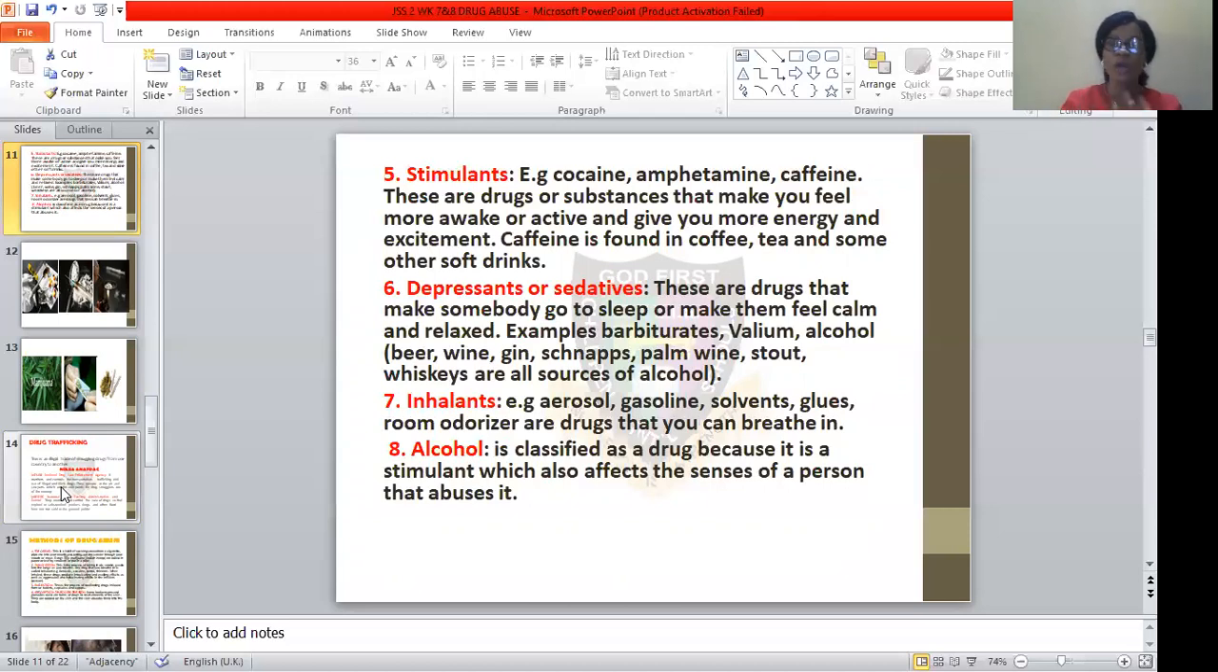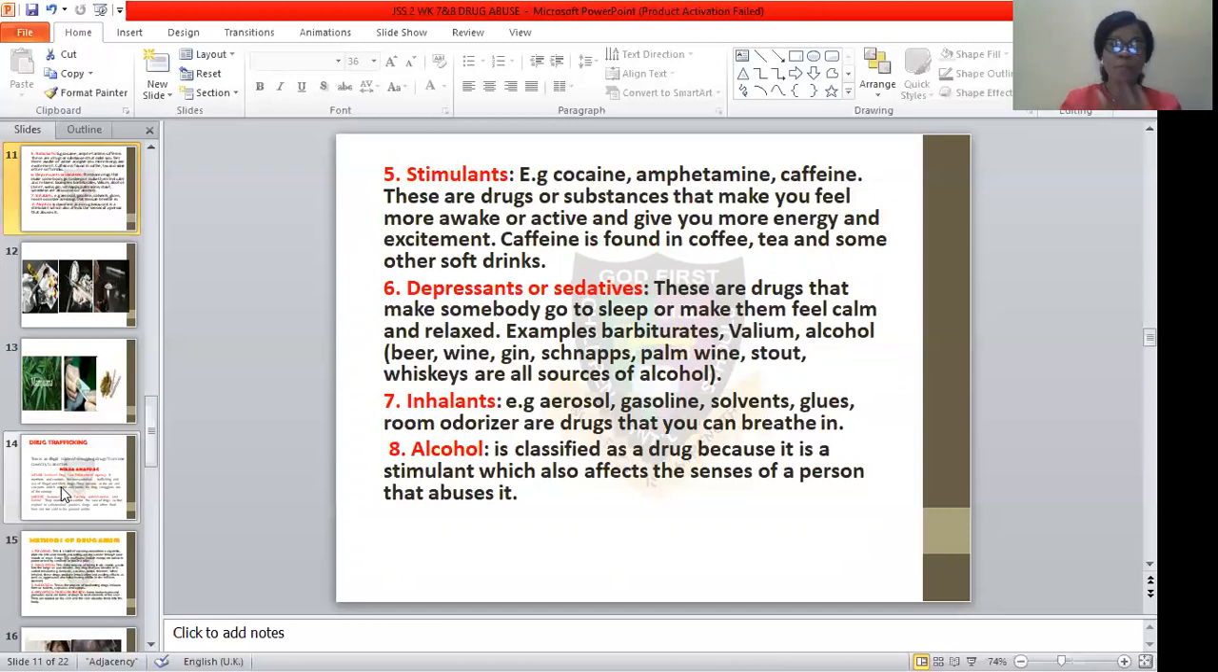So it is a wrong use of drug, that you should not take them, especially as a stimulant when you want to read or you want to remain active or awake or have more energy and excitement. The sixth one is the one we refer to as the sedative or depressants. These are drugs that make somebody go to sleep or make them feel calm and relaxed. Example is Valium, like I've discussed earlier on, alcohol. Like when you take beer, you take gin, wine, even palm wine. They are all sorts of alcohol, and we refer to them as sedative. They help you to sleep.